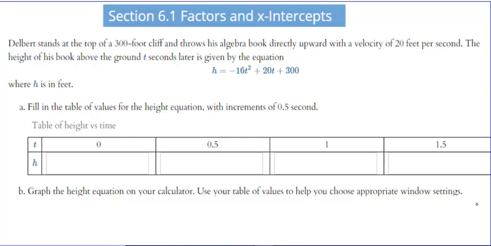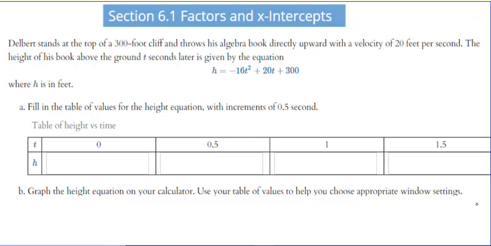It says Delbert stands at the top of a 300-foot cliff and throws his algebra book directly upward with a velocity of 20 feet per second. I know if you had an algebra book right now, you'd probably want to do the same. But take joy in his problem. The height of the book above the ground, t seconds later, is given by the equation negative 16t squared plus 20t plus 300, where h is in feet.